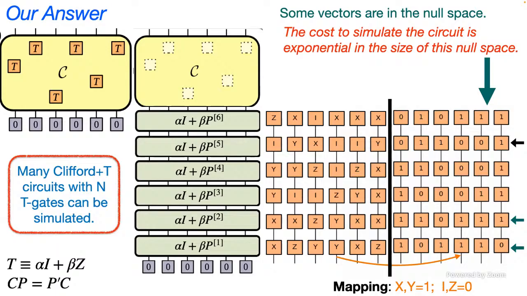Okay, so that is, in my opinion, a beautiful algebraic characterization. I get handed a circuit, commute out the T gates and look at this matrix. The matrix tells me the cost of simulating.